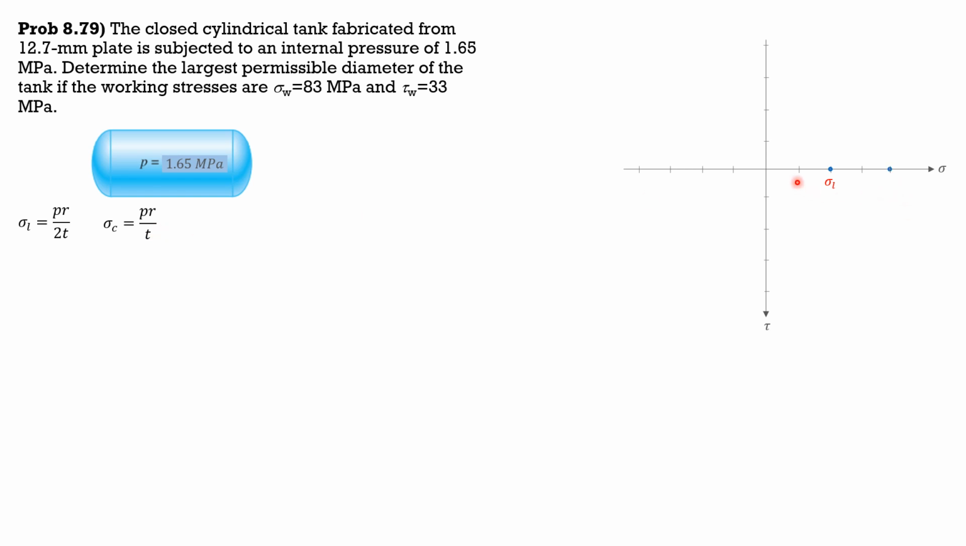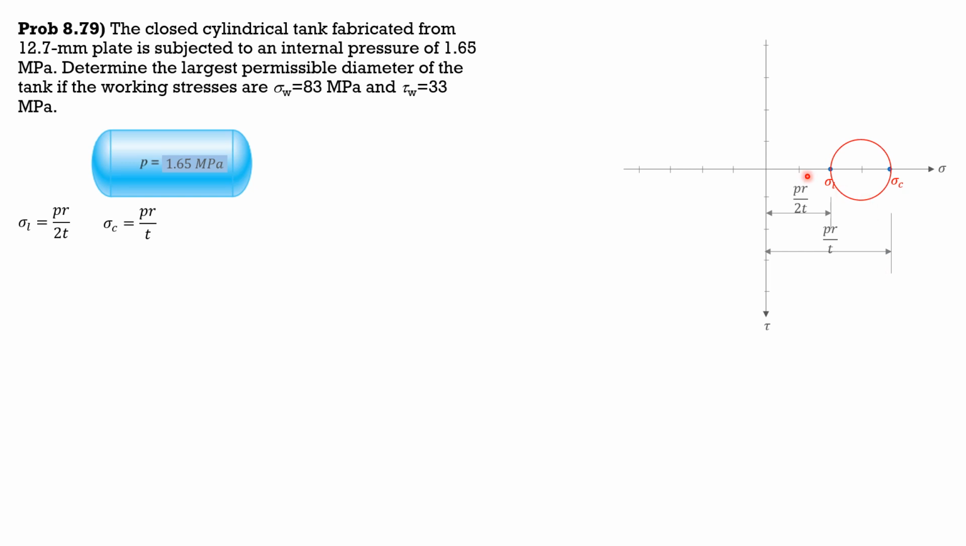So again, assume that this is PR over 4T. So this is PR over 2T, 3/4 PR over T, and this is PR over T. So that's sigma sub C. Therefore, these are the more circles that can be drawn. So this is PR over T. So PR over T minus PR over 2T. So the distance between sigma C and sigma L is also PR over 2T.